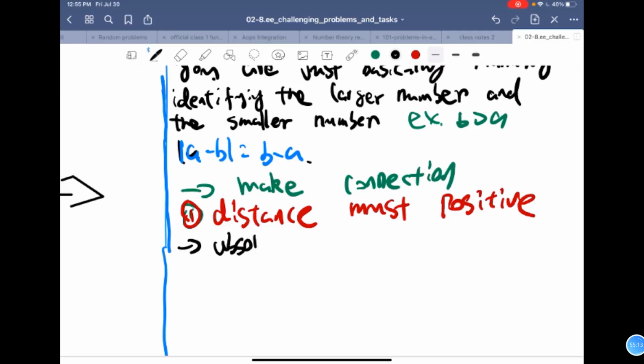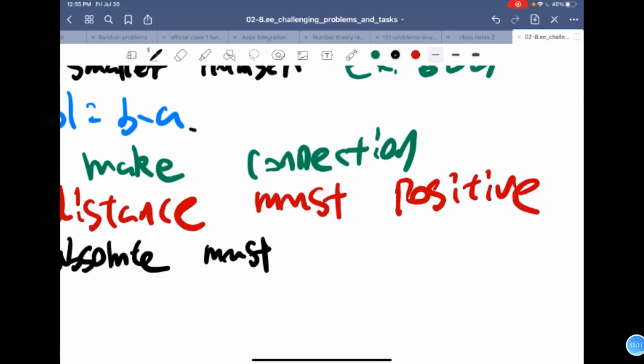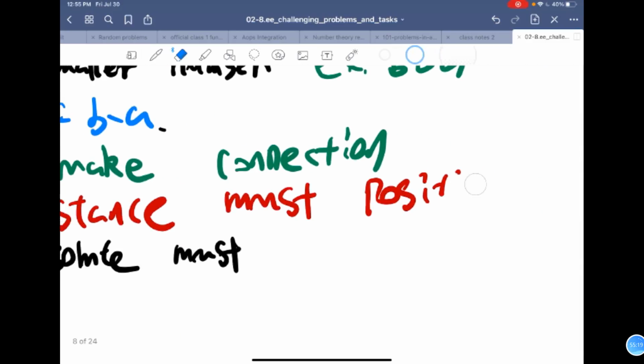Absolute value. Or I don't know what I'm saying. It's not positive. It's non-negative. We talked about the concept of non-negative last session, right? Non-negative.